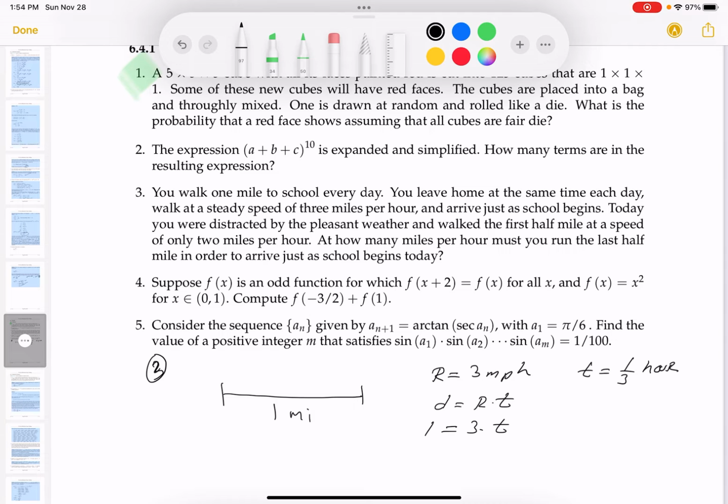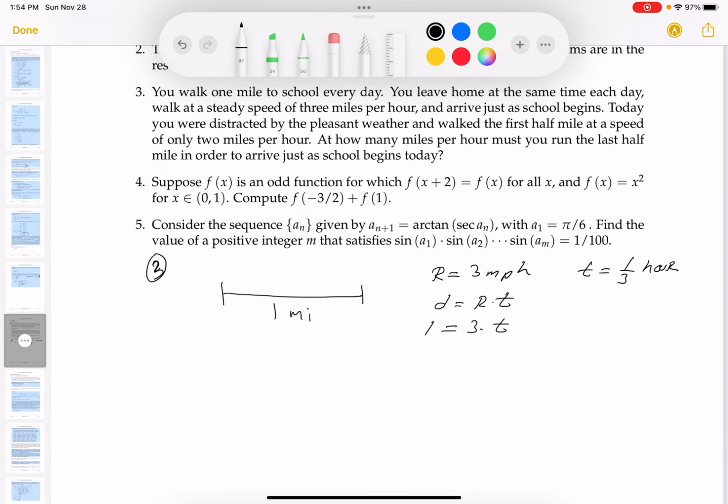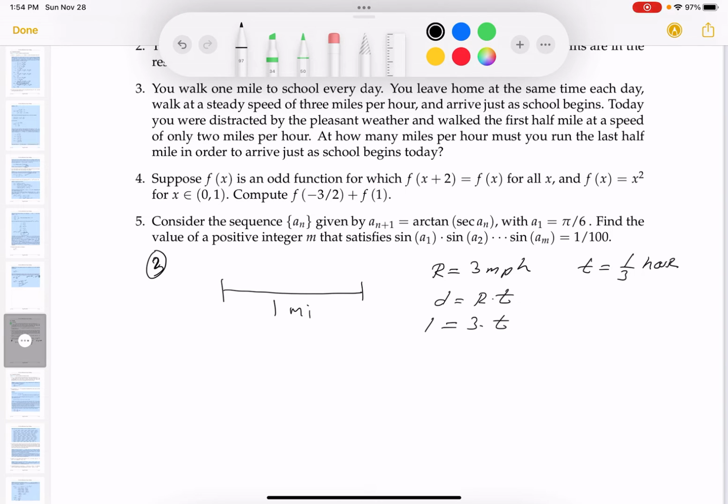All right, kind of understand that. You walk 1 mile to school every day. You leave home at the same time every day. Walk at a steady rate of 3 miles per hour and arrive at school when it begins. Today you were distracted by the pleasant weather and walked the first half mile at a speed of only 2 miles per hour. So I walked 1/2 mile at 2 miles per hour. And what would the time be? That would take me 1/4 hour to walk the first half mile. How much time is left?